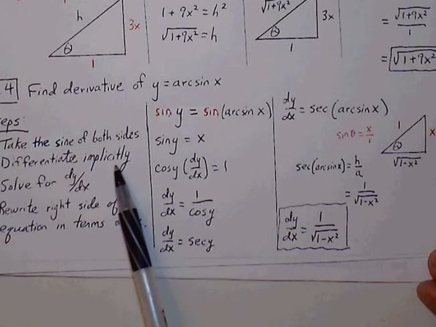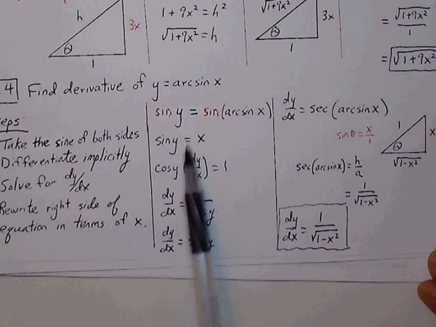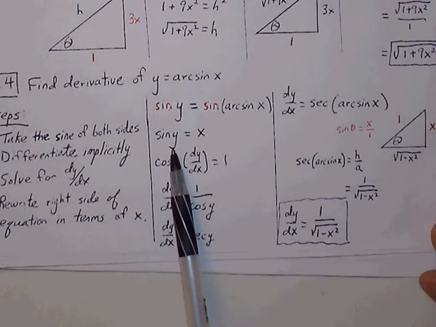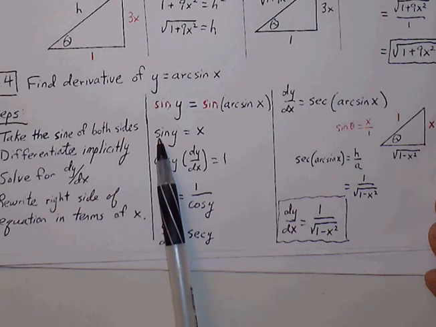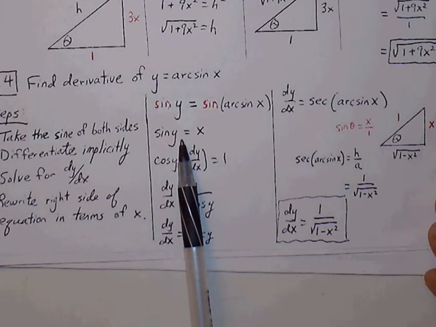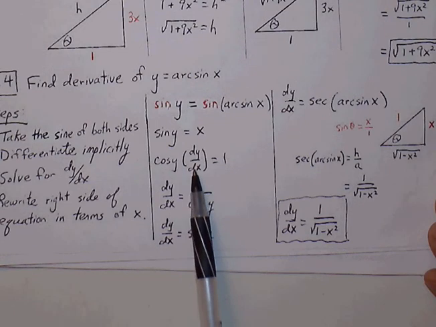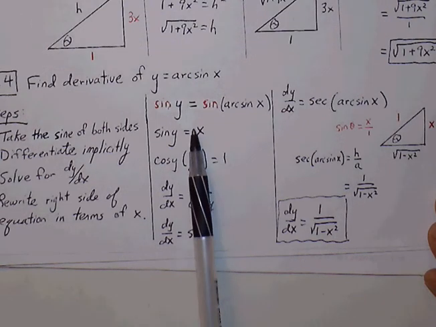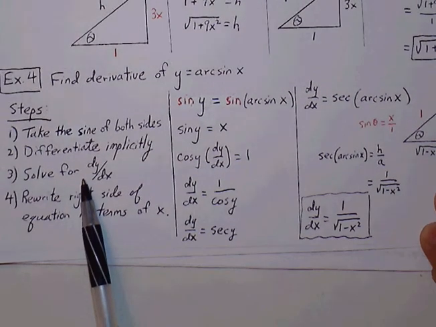Okay, now we've got to differentiate implicitly, because now the y is mixed in, it's not explicitly stated, and it's mixed in within the trig function. So we find the derivative implicitly. The derivative of sine of y is cosine of y, but because we're involving y's derivative, we've got to attach dy/dx. X's derivative is simply 1. Okay, third step, solve for dy/dx.